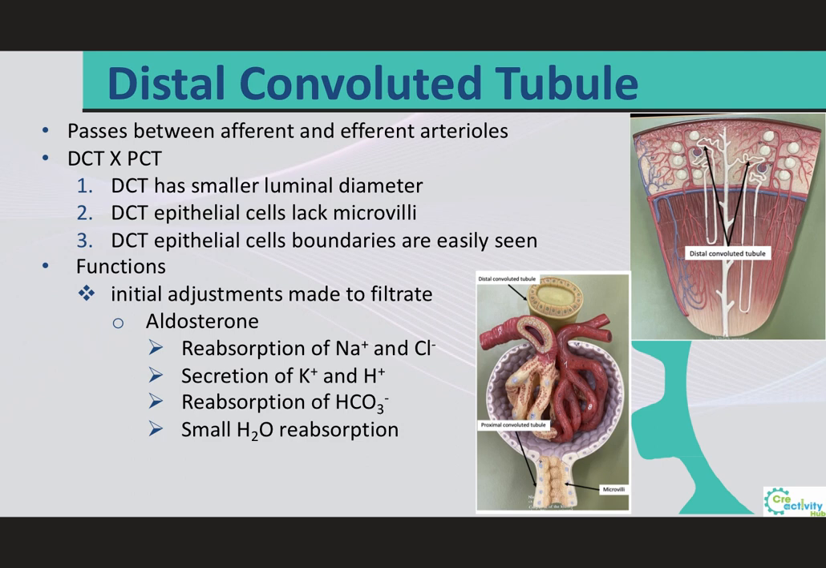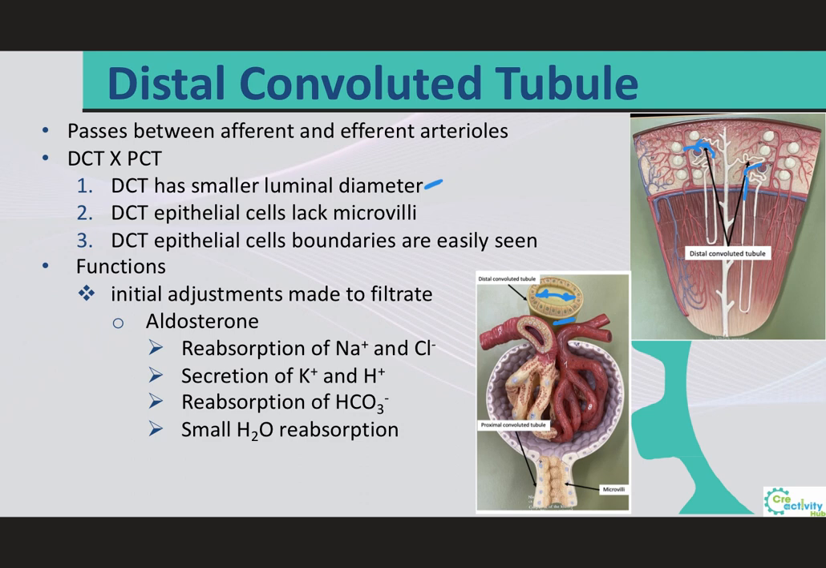Next, we have the distal convoluted tubule, which will ascend out of the medulla of the kidney and enter the cortex. Notice how it passes between the afferent and efferent arterioles. The distal convoluted tubule differs from the proximal convoluted tubule in three ways. First, it has a smaller diameter. I know it's a little hard to notice from these models, but it is a fact.